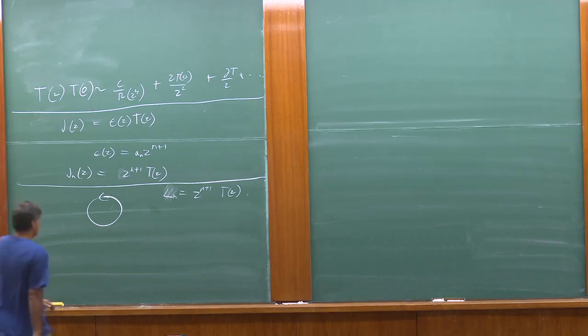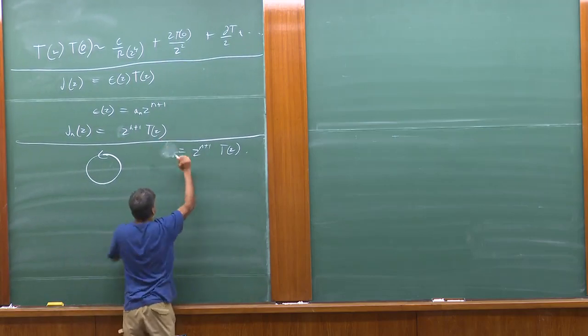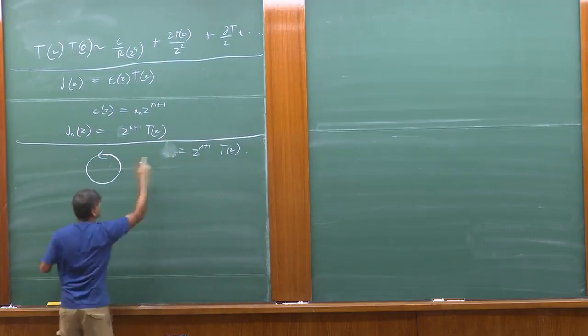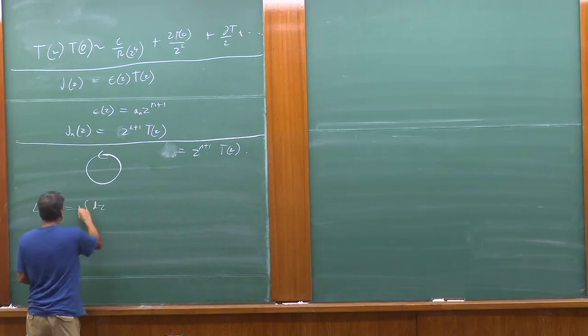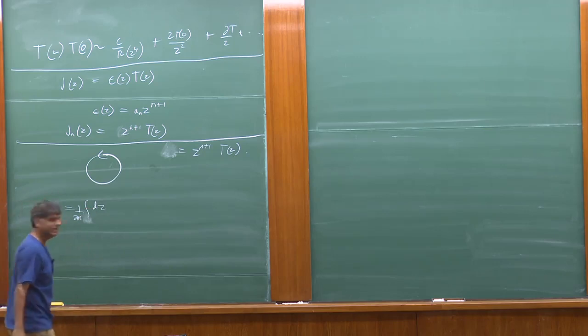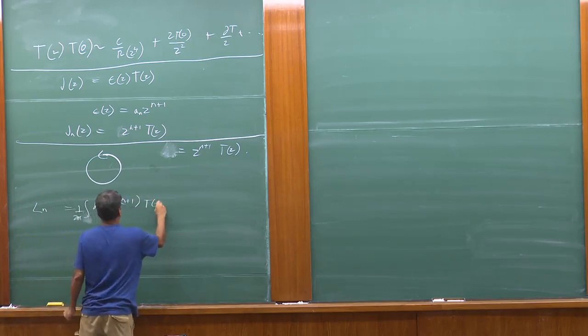So the charge corresponding to this current, L_n, is equal to the integral of dz. I think I'll put a 1 over 2 pi i; we'll see what normalization we need. The integral of dz, z to the power n plus 1, T of z.